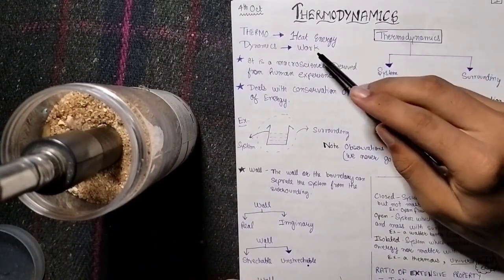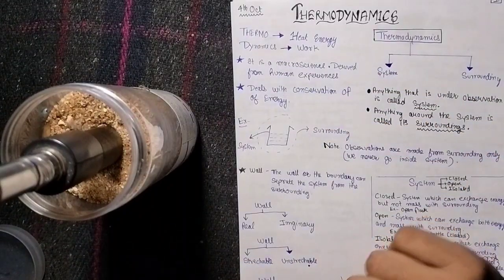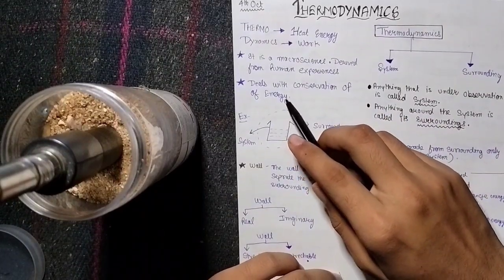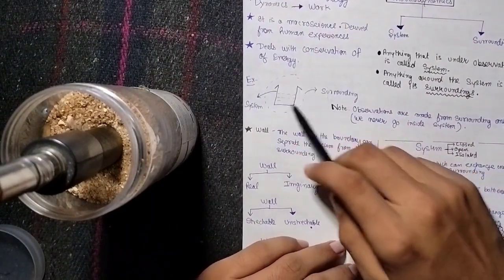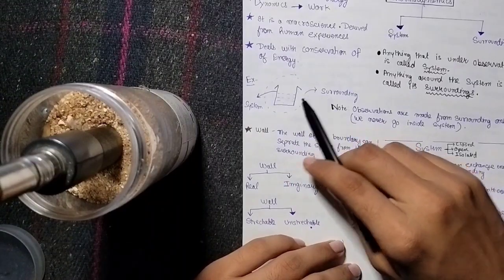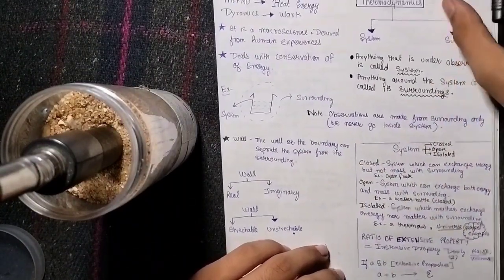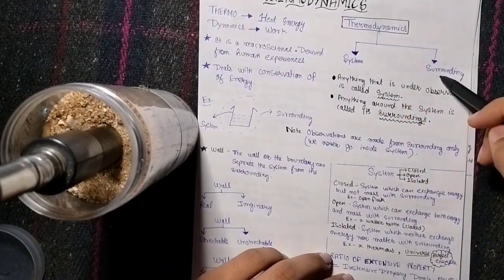Thermodynamics. Thermo means heat energy, dynamics means work. It is a macro science derived from human experiences which deals with conservation of energy. In a container, this is the surrounding, this is the system.